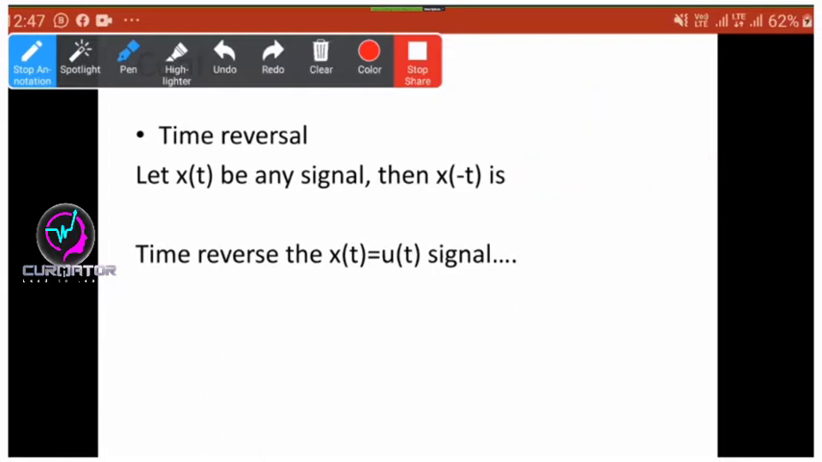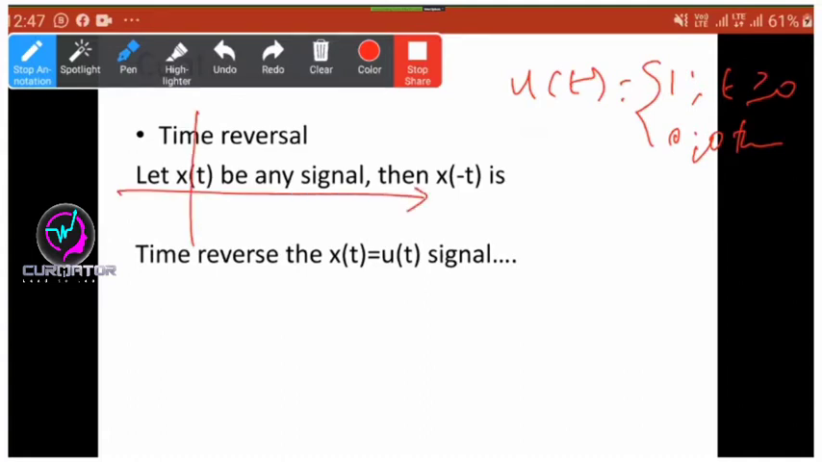Same example, let me take. u of t is equal to 1 for t greater than or equal to 0, 0 otherwise. We already know its graph. This is u of t. It will look like this.